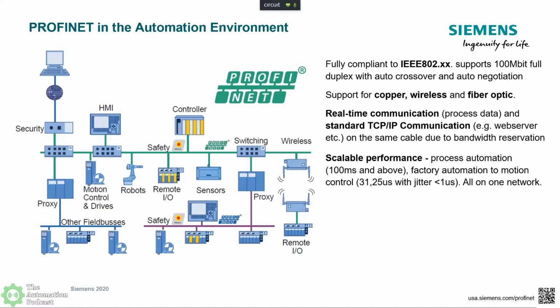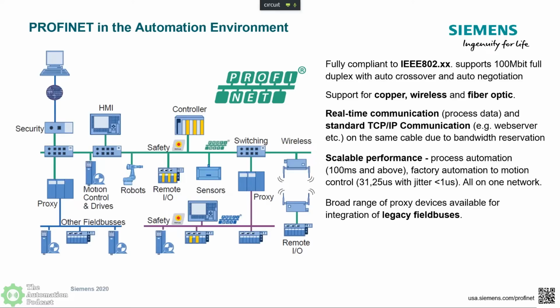So talking about process automation, where we have 100 milliseconds or above, and for factory automation or motion control applications, where we have 31 or 25 microseconds with a jitter less than 1 microsecond. A broad range of proxy devices are available as well for migration purposes, if you want to connect PROFIBUS field buses to PROFINET and any other CAN field buses, whatever you have on the network.